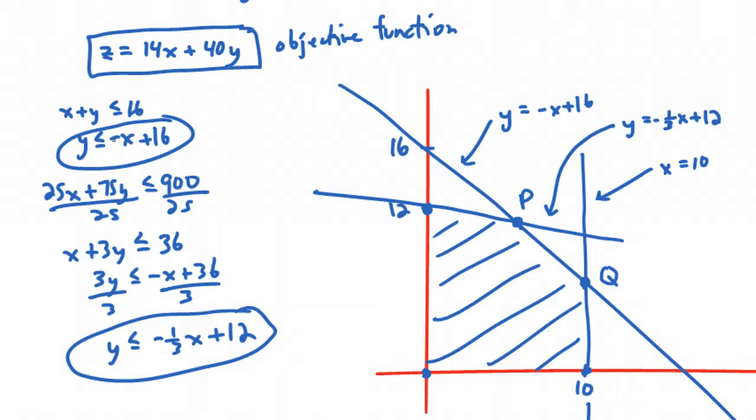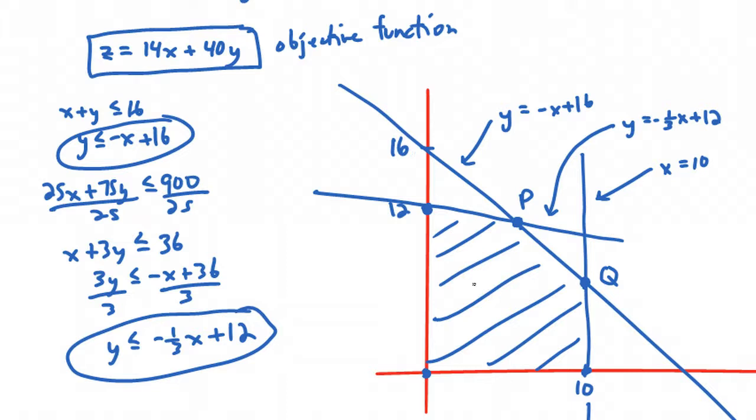Now, y equals negative x plus 16, that's this line. It has a slope of negative 1 and a y-intercept of 16. And to say that y is less than that means that we would shade underneath that line. Also y equals negative 1/3 x plus 12, that's this line right here. And to say that y is less than that means that we'd be shading underneath it.